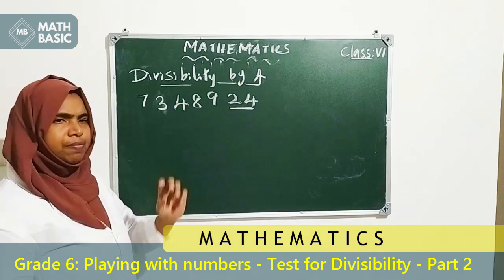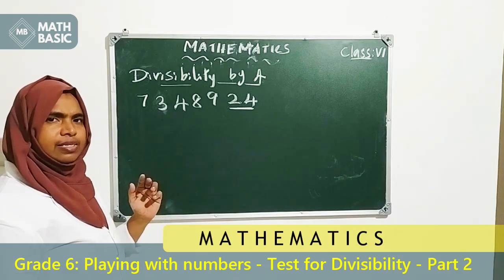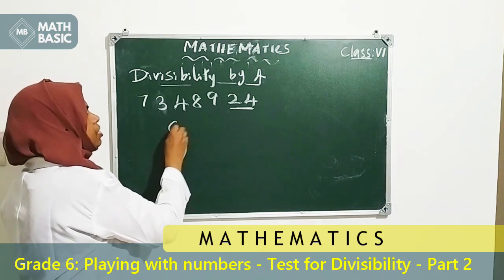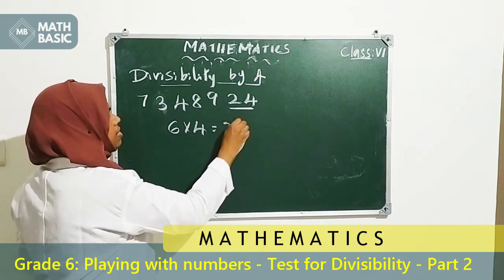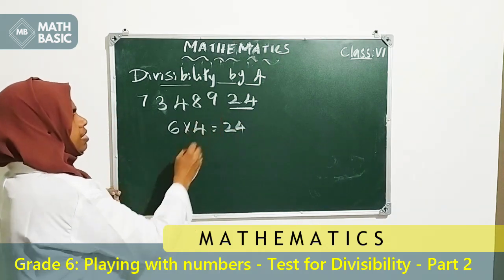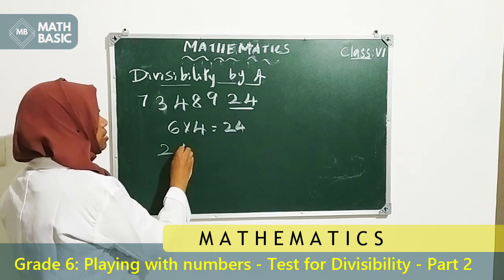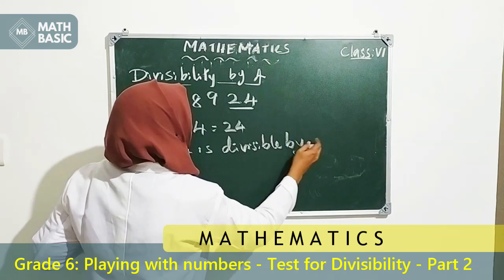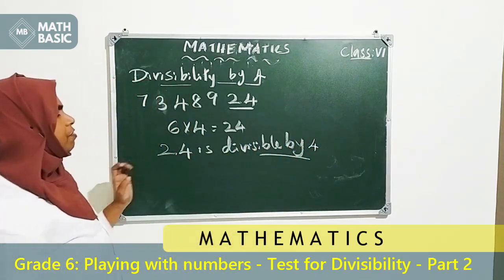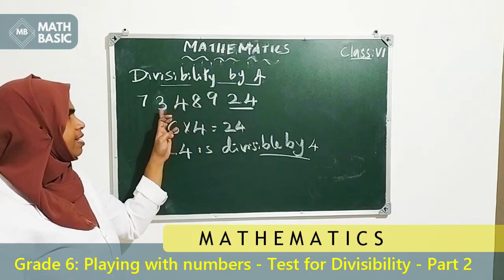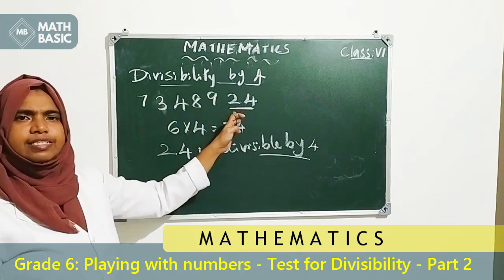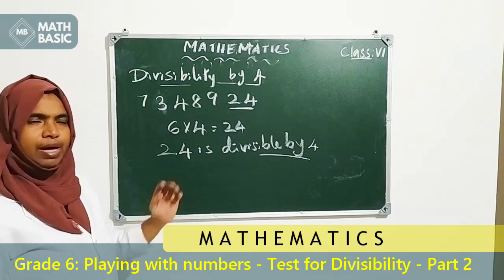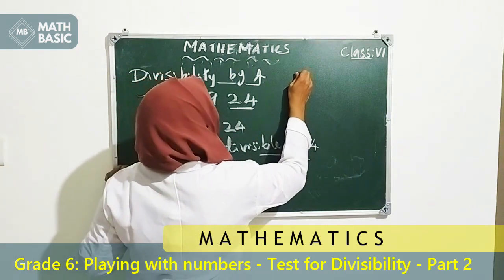In the 4s table, there is 24. Check it. Yes, 6 into 4 equals 24. So we can say that 24 is divisible by 4. Then we can say that this 7-digit number is divisible by 4.